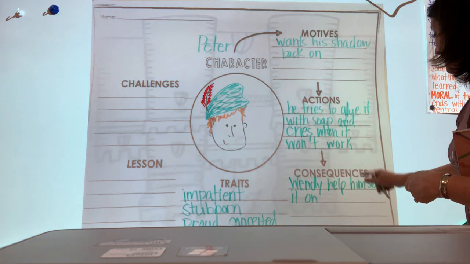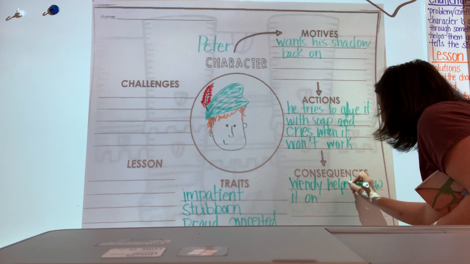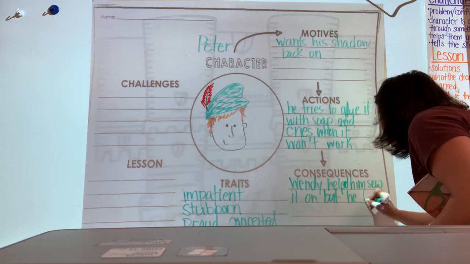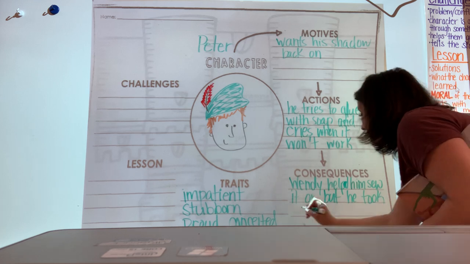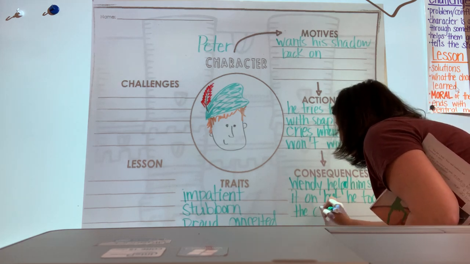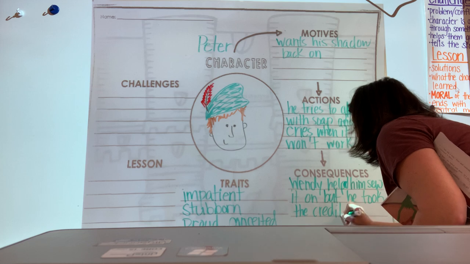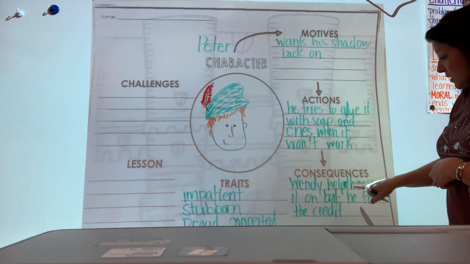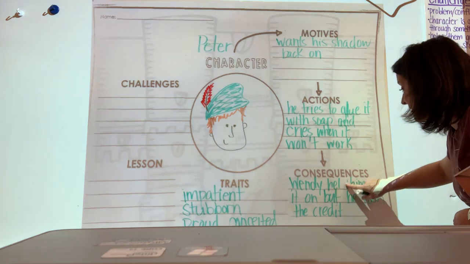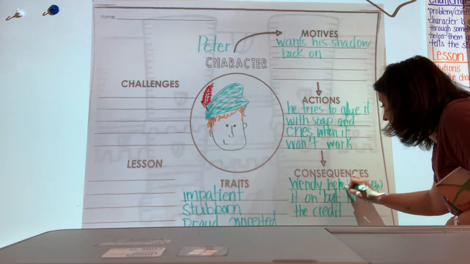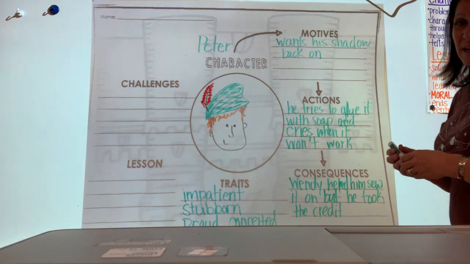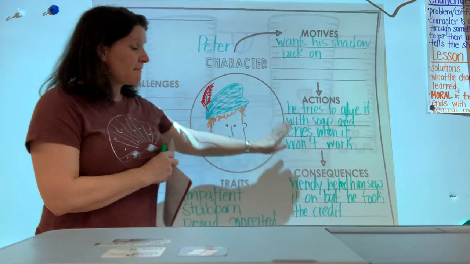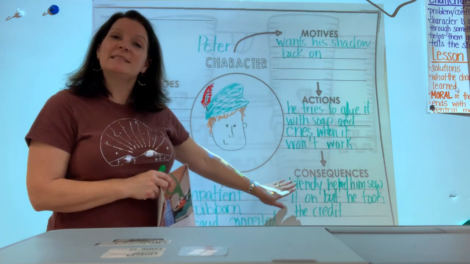So Wendy helped, oops, I left off ED, helped him sew it on, but he took the credit. So his actions were that he tried to glue it on with the soap, but it wouldn't work. Wendy helped him to sew it on, but he took the credit. So he has to learn a lesson from that. What lesson did he learn from having Wendy help him and taking the credit?